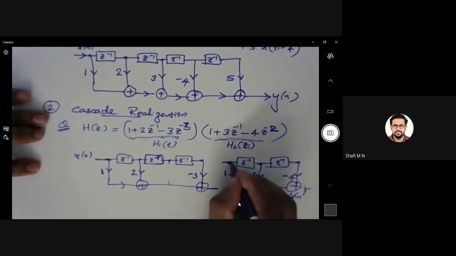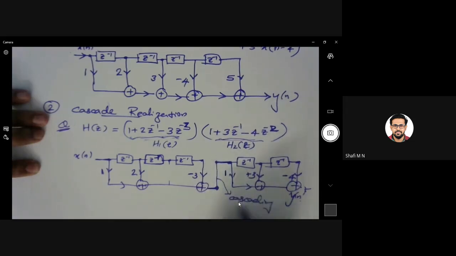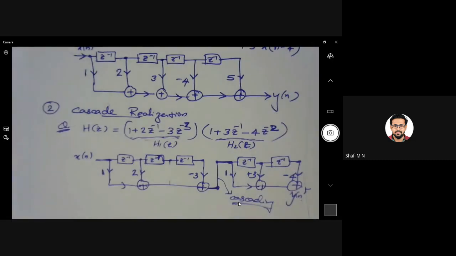Now here is the input of H2, and here is the output of H1. So what do we mean by cascading? You connect the output of the first stage to the input of the second stage. This is referred to as cascading. This is the cascaded realization of the FIR filter. That's it.